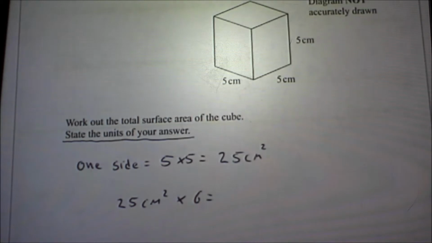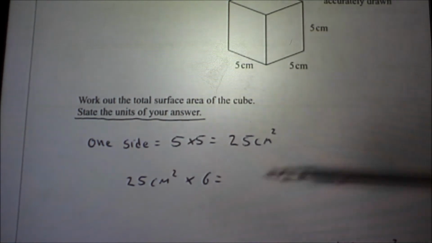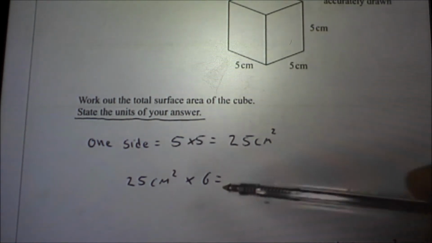Question 5. Work out the total surface area of the cube. Straight surface area question. One side is 5 by 5, which is 25, and on a cube, like a dice, there's 6 of them, so 6 25s is 150.